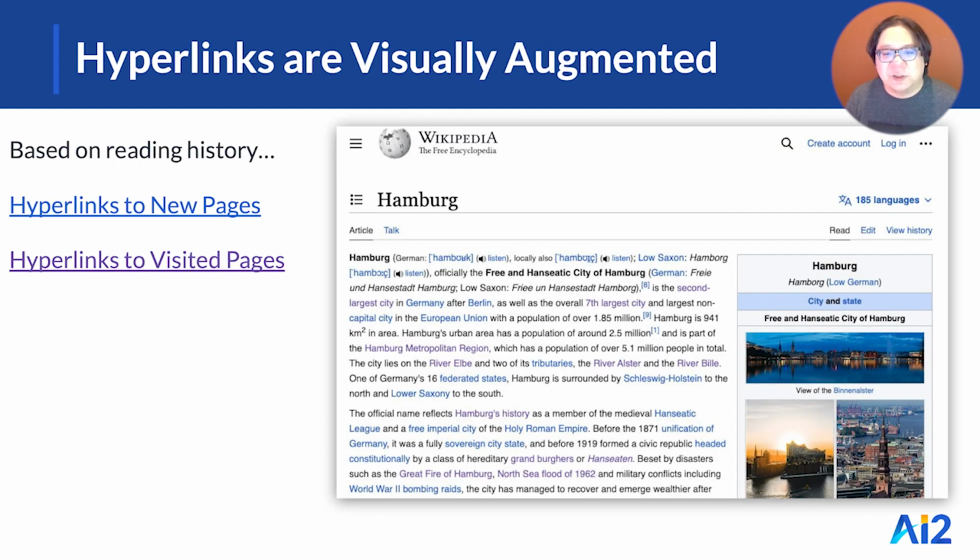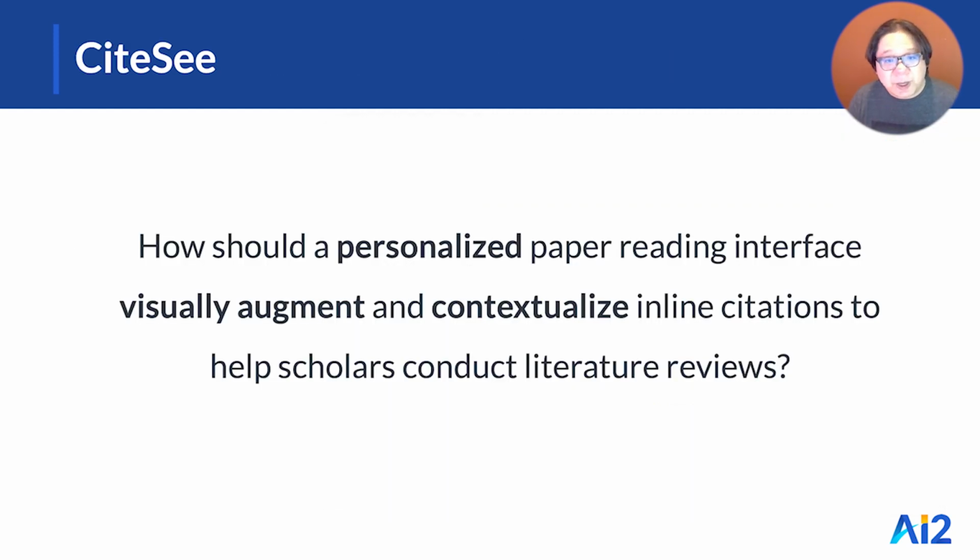Some of these issues also exist in other domains such as web browsing. For example, web browsers visually augment hyperlinks so that users can tell which links they have already opened in the past. In this paper, we explored the question of how should a personalized paper reading interface visually augment and contextualize inline citations in a personal way to help scholars conduct literature reviews.